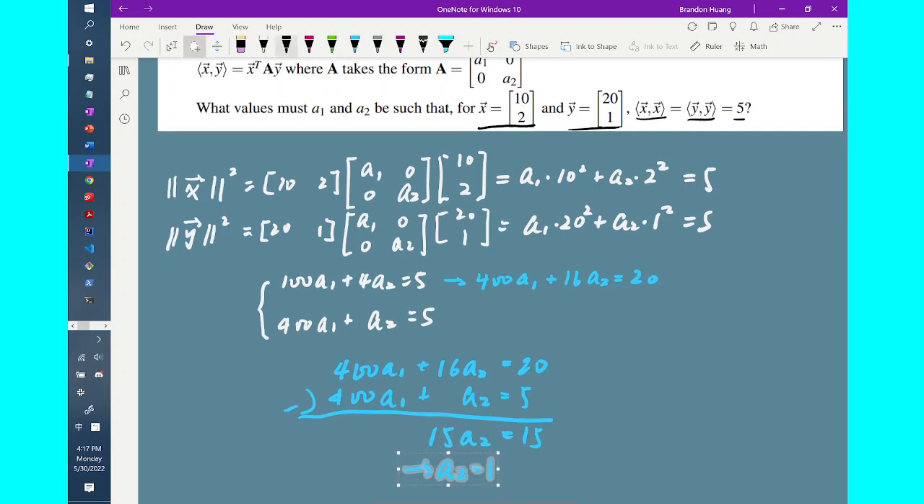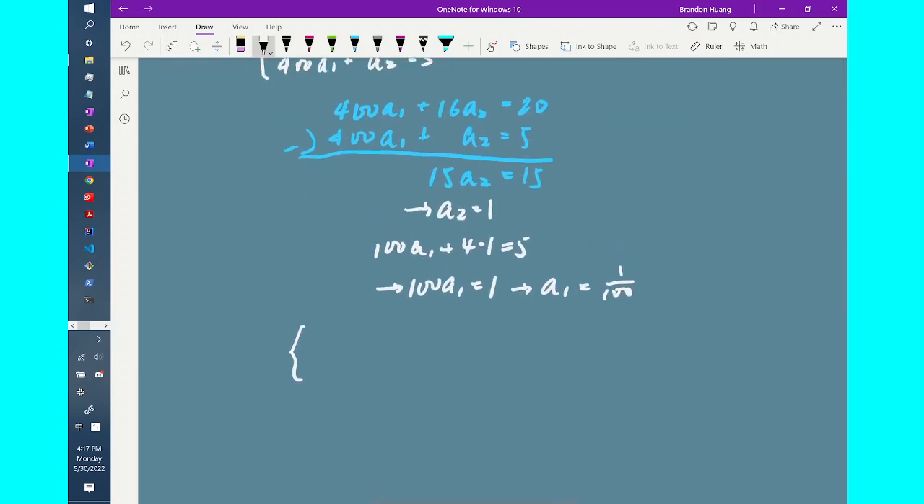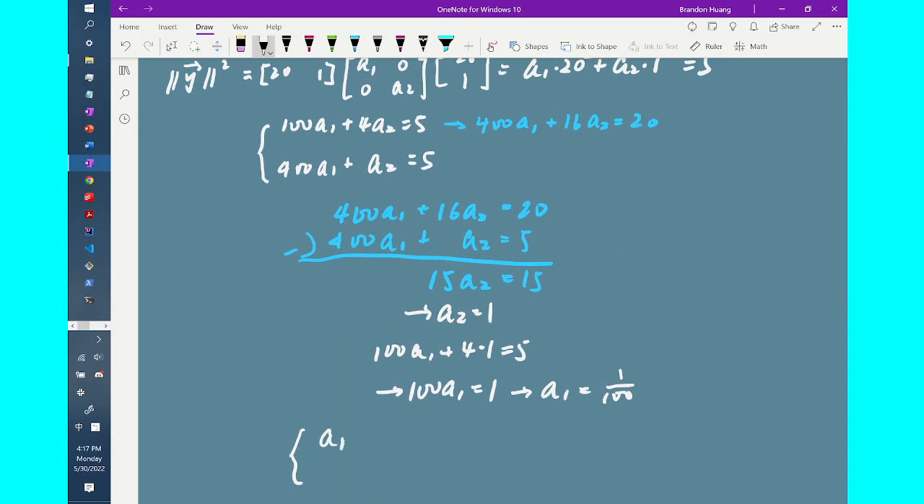Now that I know that a2 is equal to 1, what I can do is plug a2 equal to 1 into the previous equation, so 100a1 plus 4 times 1 is equal to 5, which tells me that 100a1 is equal to 1, and thus a1 is equal to 1 over 100. So in the end, we reach the conclusion that the unknown components along the diagonal of A, which are a1 and a2, are respectively a1 equal to 1 over 100 and a2 equal to 1. And so we have solved this problem.